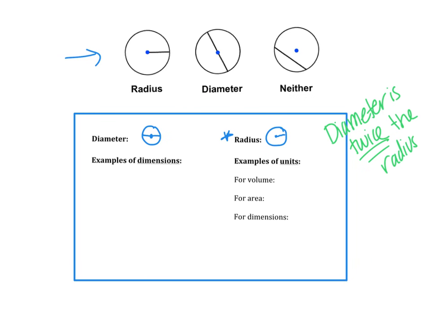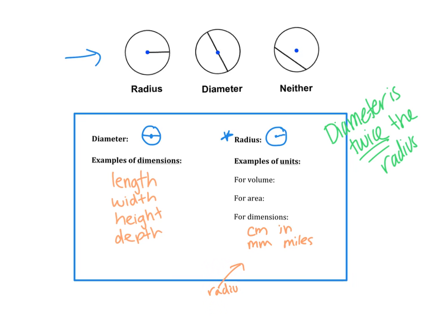This is a good opportunity to quickly discuss what we mean by dimensions and what we mean by units. Some examples of dimensions are length, width, height, and depth. We would use something such as centimeters, inches, millimeters, or even miles to describe a dimension. Similarly, we will use those same units for our radius and for our diameter because they are one-dimensional. For area, we would use the units squaring each of these. For example, centimeters squared. For volume, which is what we'll be working with today, we would have centimeters cubed.